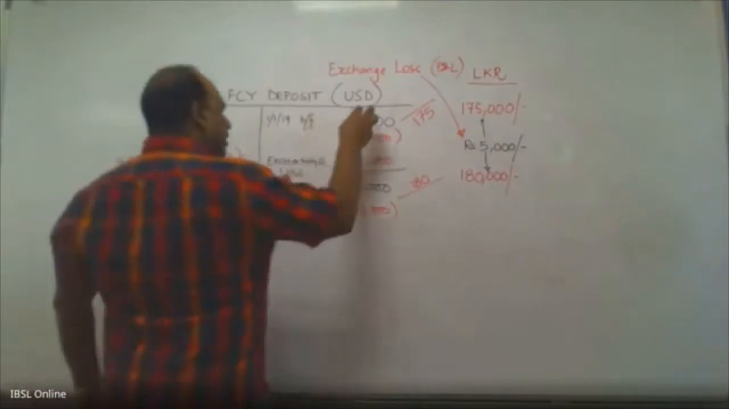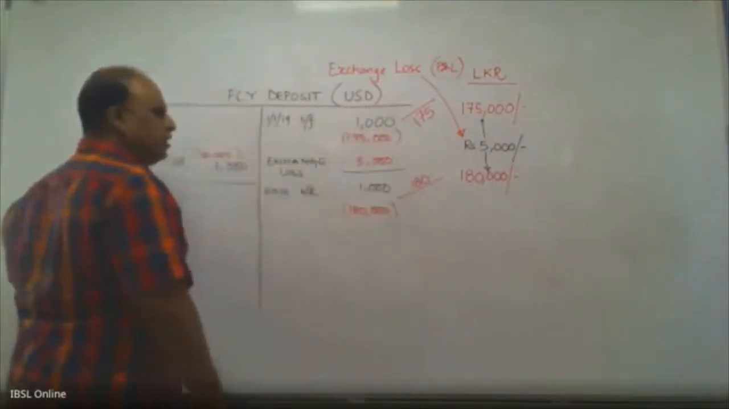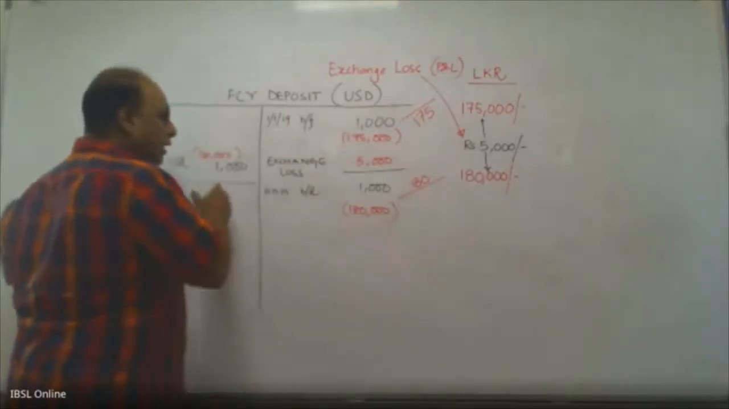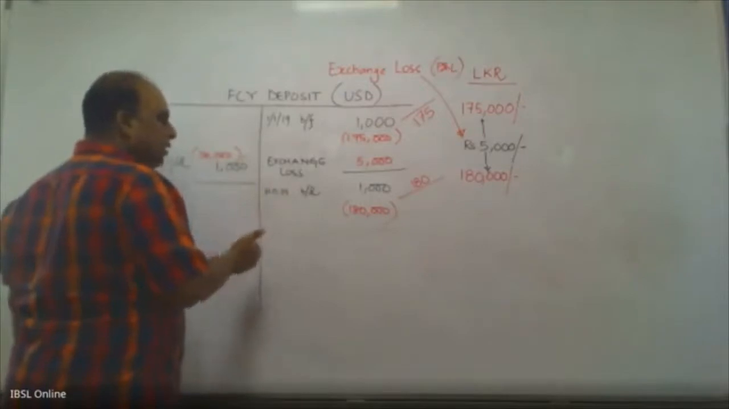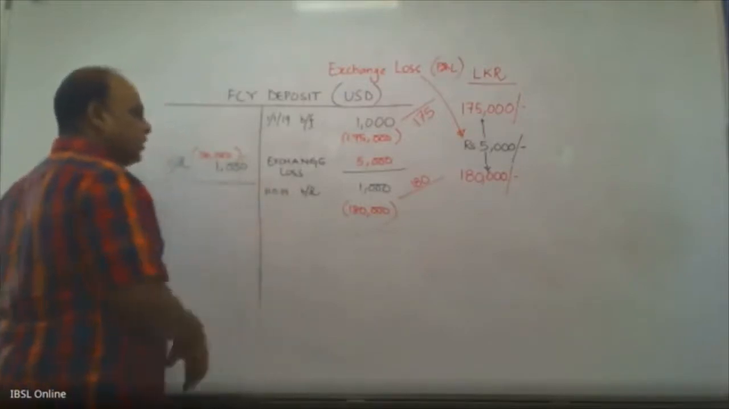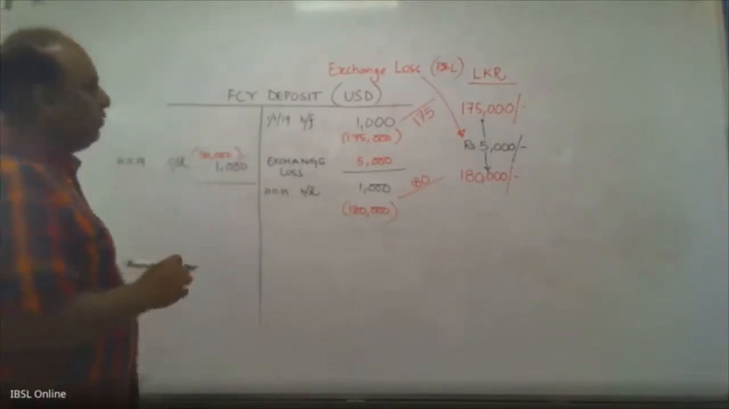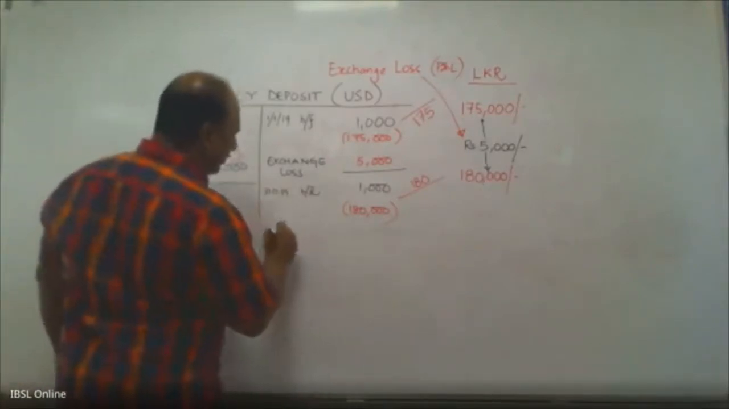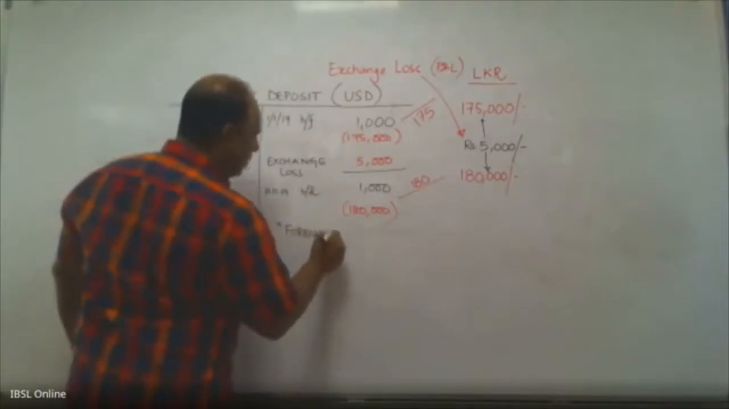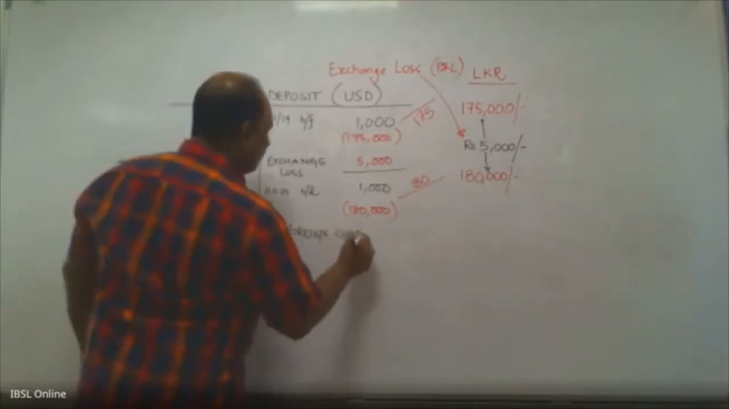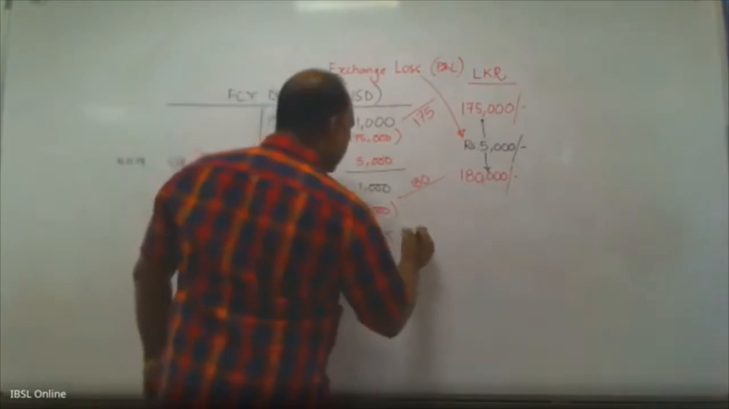I initially had $1,000 at 175 rupees per dollar. At the year end, again I had the same $1,000, but my rupee equivalent has changed. This process, we call it as foreign currency revaluation.